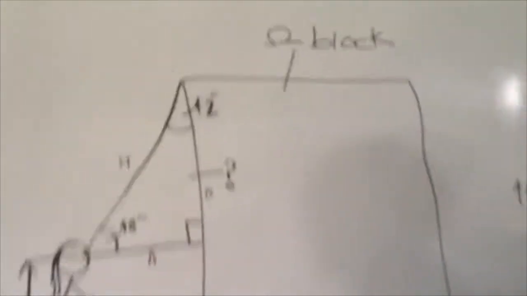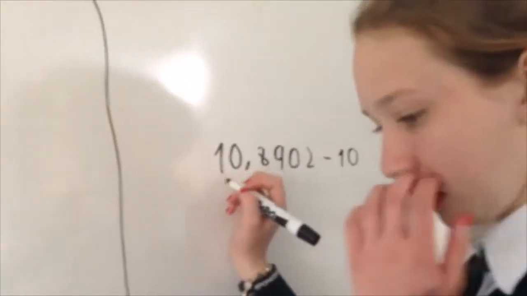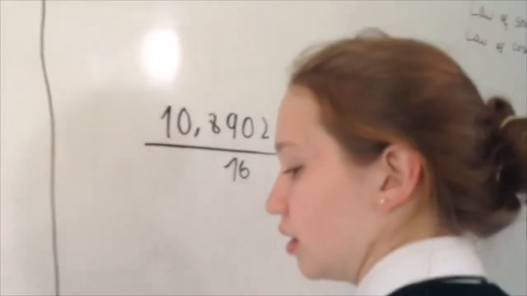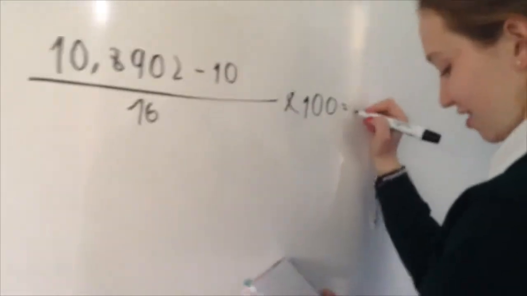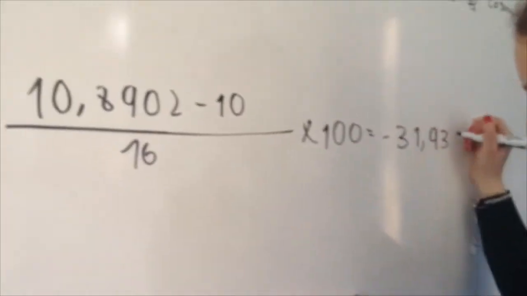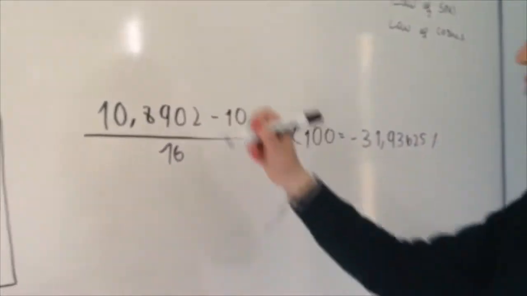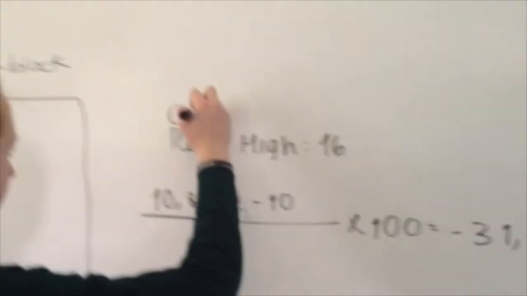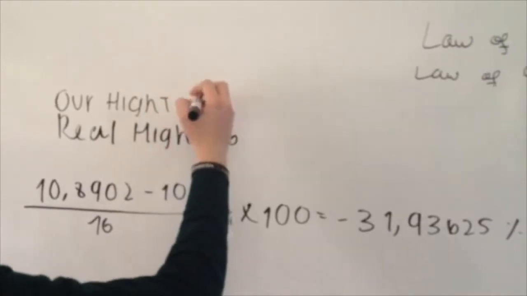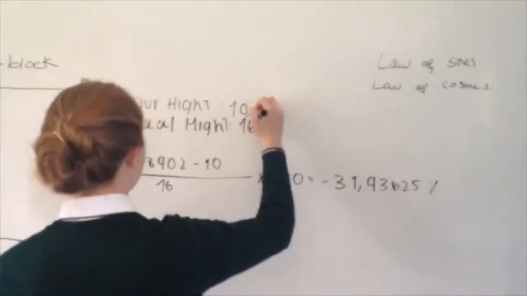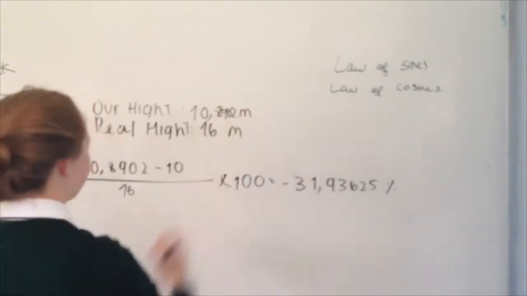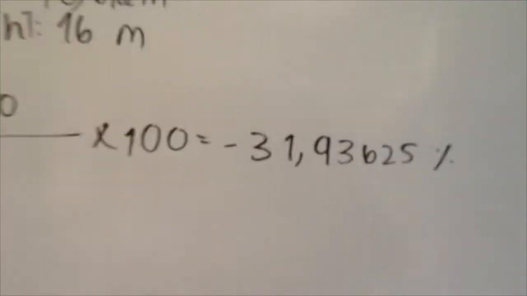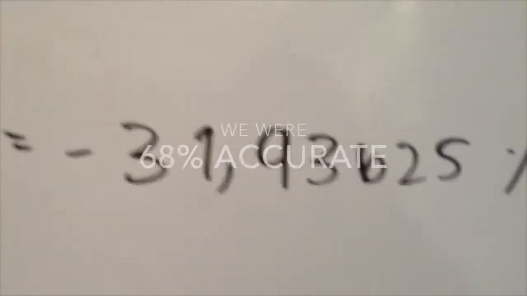And this could have been because of lots of things. Mainly because we didn't use the most accurate devices to measure the block. But the real height of the block was 16 meters. So to find out how wrong we were, we calculated the percentage error, and turns out we were 31.93% off the real measurements.